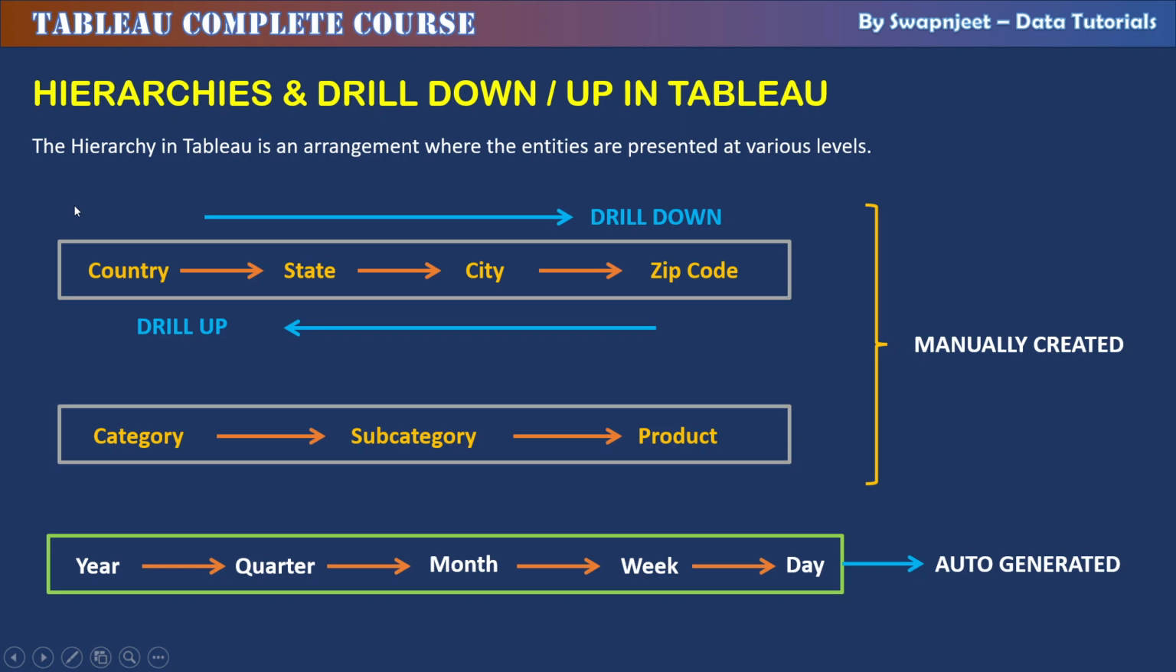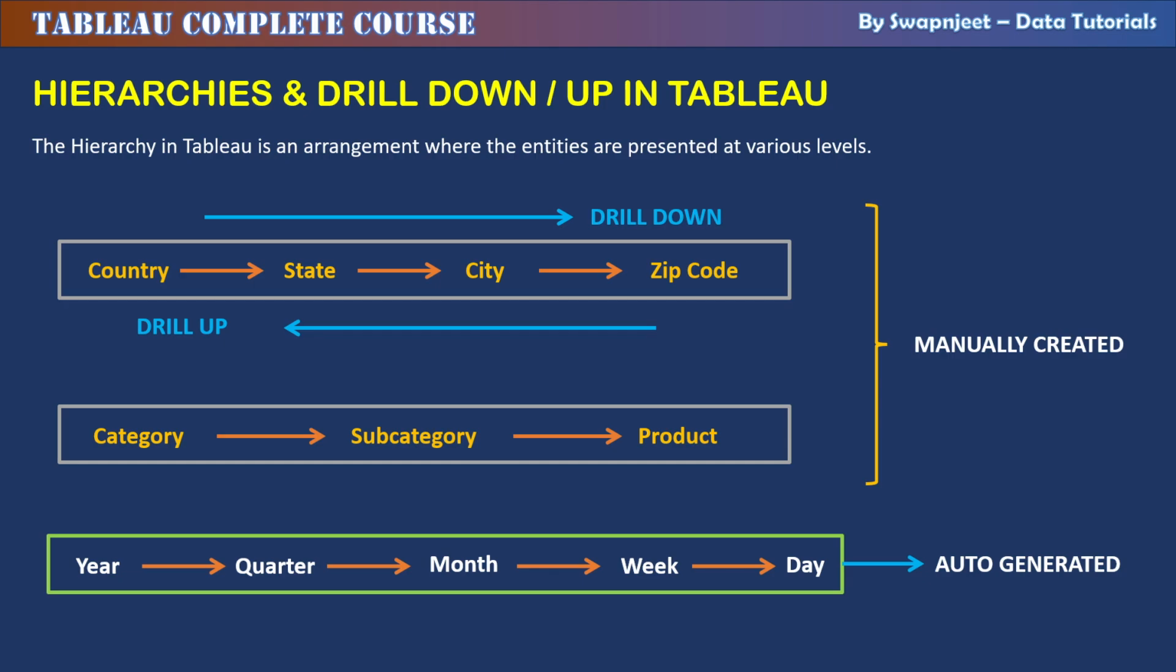Alright, guys. So here are a few examples of hierarchies that can be designed in Tableau. The first one is country, right? Country is a bigger entity. At the higher or top level there is a country, and then in the country there are different states, right? We are breaking the country into, let's say, 20 or 25 states, right?